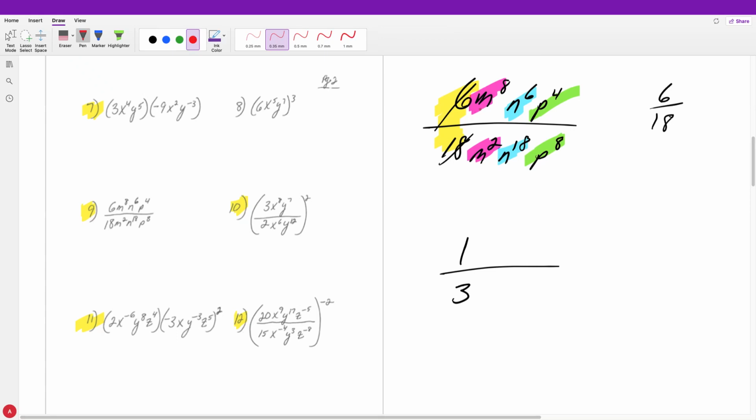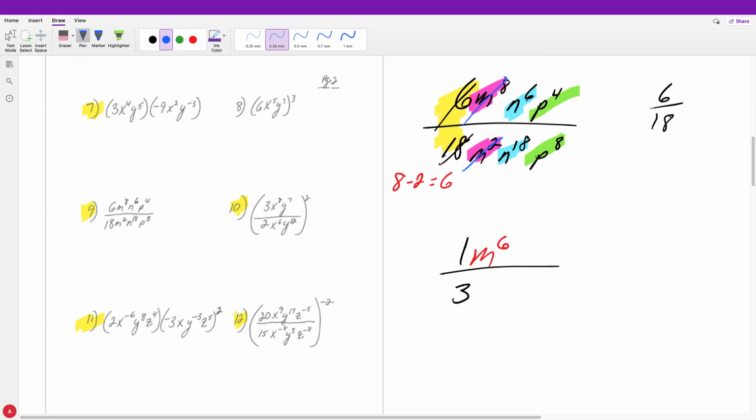I asked myself, where are there more to begin with? Well, 8 is greater than 2, so I know I'm going to have more m's in my numerator. And 8 minus 2, because that's our rule for division, is 6. That means I will have 6 m's left, so I have m to the 6th power. I can go ahead and cross those out.